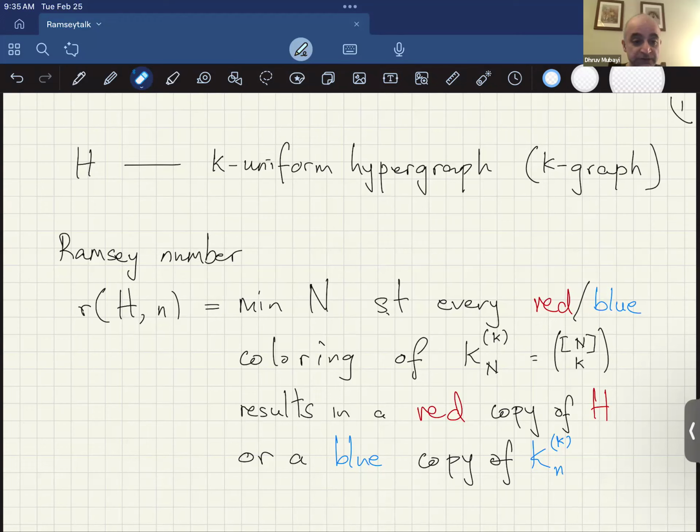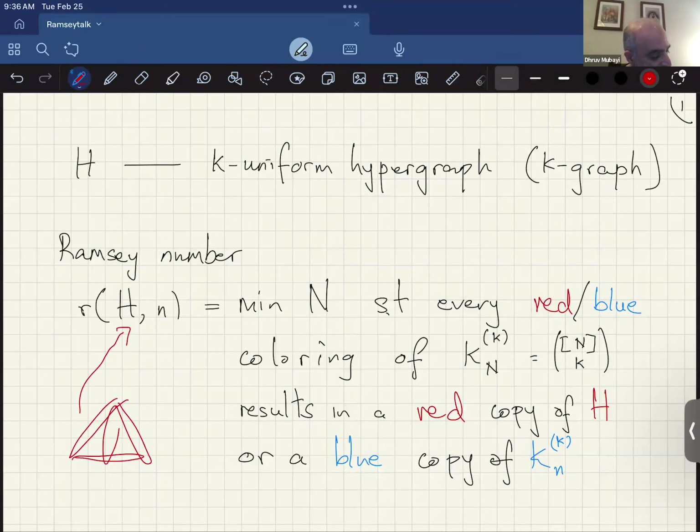the off-diagonal Ramsey number, r_k(H, K_n). So formally, this is the minimum capital N so that no matter how you red-blue color the K-subsets of 1 through capital N, that's often the complete K-uniform graph on N vertices, no matter how you do this, you get something in red or something in blue. And the red thing that you get is this H, whatever the hypergraph H is. And in this talk, there'll be many, many examples. You can make your favorite hypergraph.